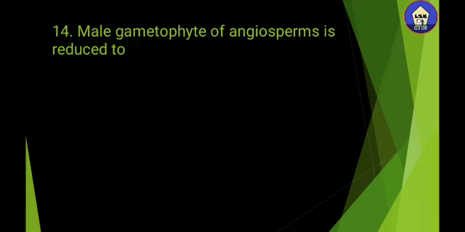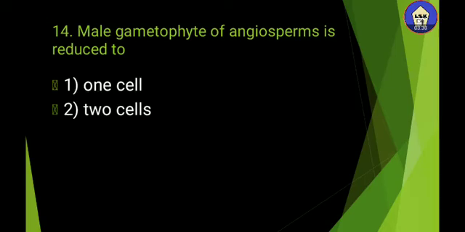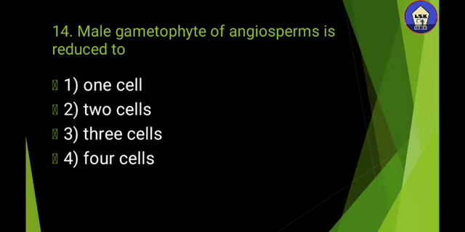Question number 14. Male gametophyte of angiosperm is reduced to. Male gametophyte of angiosperm is the pollen grain. In most cases, in 60% of the angiosperms, it is reduced to two-celled stage: generative cell, vegetative cell. So just remember this point and let us move to the options. 1 cell, 2 cells, 3 cells, 4 cells. In the majority of the plants, 2 cells. Option 2 is the right answer to question number 14.